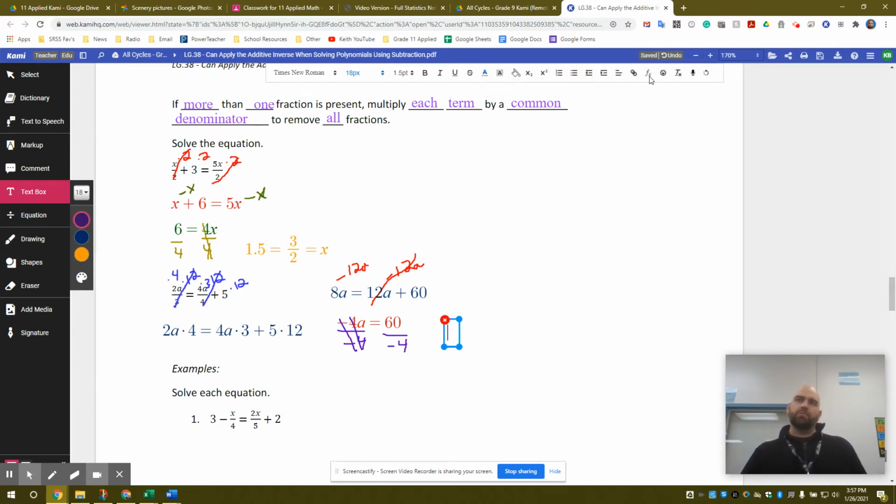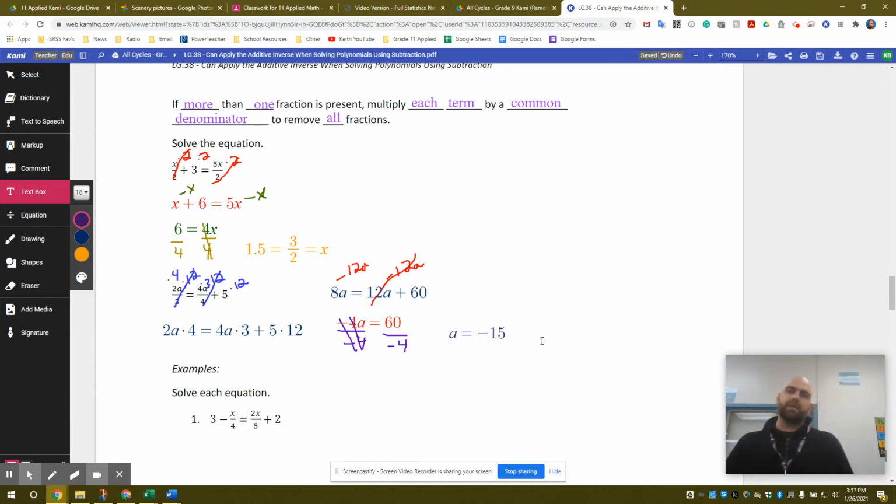Now again, there's a few more steps that we have to do, right? It's a little bit more complicated. So a is all by itself. 60 divided by negative 4. Positive divided by negative is going to be a negative. 60 divided by 4 is 15. So a has to be negative 15.